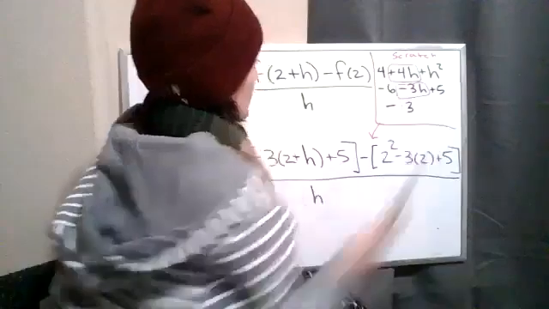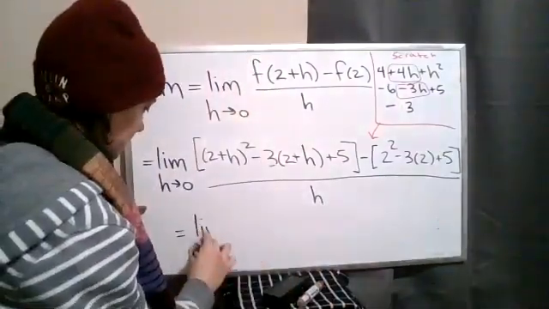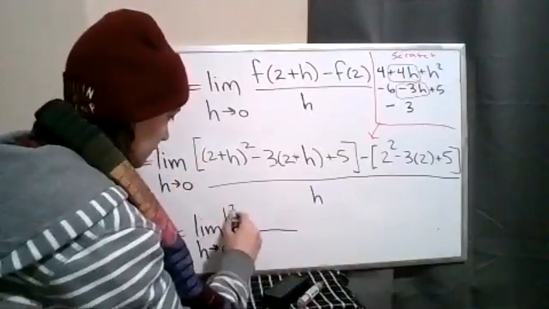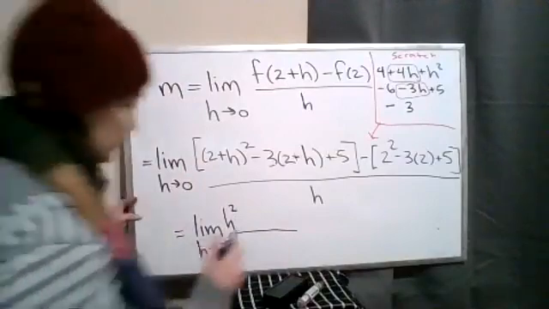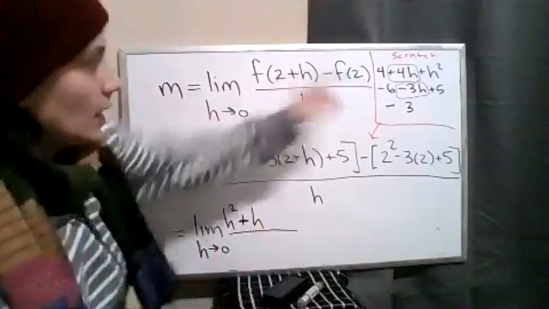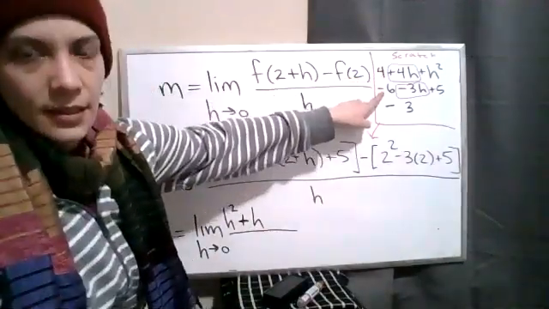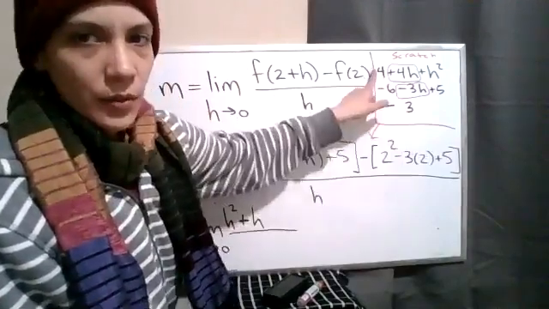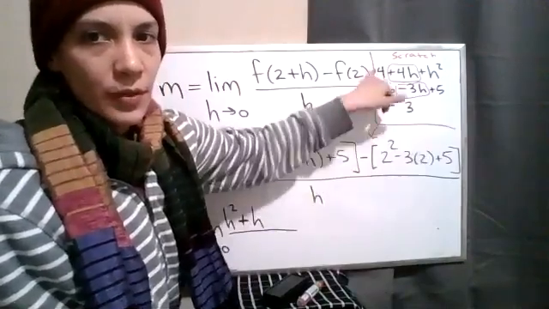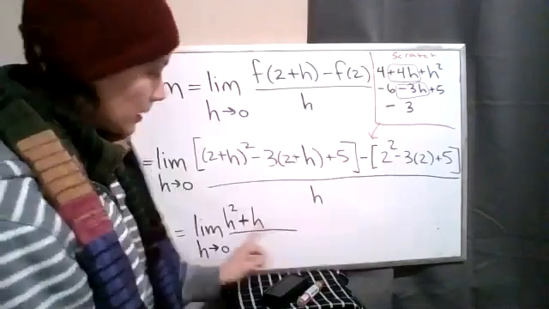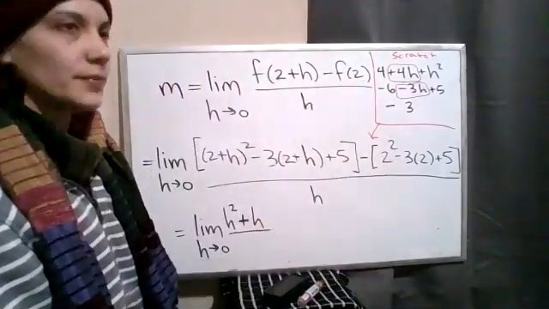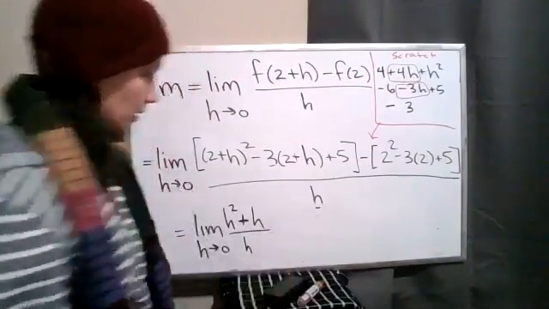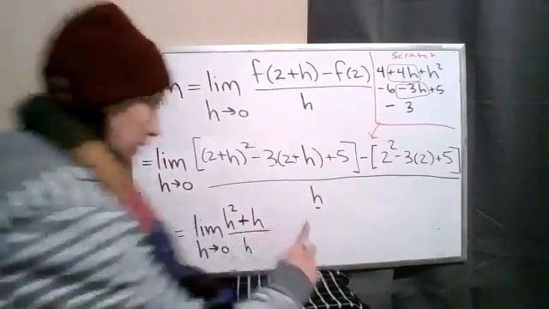The limit as h goes to 0 of h squared plus h. Got 4 minus 6 plus 5. So then minus 3 should add to 0. So 4, well here, negative 6 and positive 5, that's minus 1. 4 minus 1 is 3, and then positive 3 minus 3. Nothing left over. This looks better. Don't forget the denominator. Now we can factor out an h from the numerator.